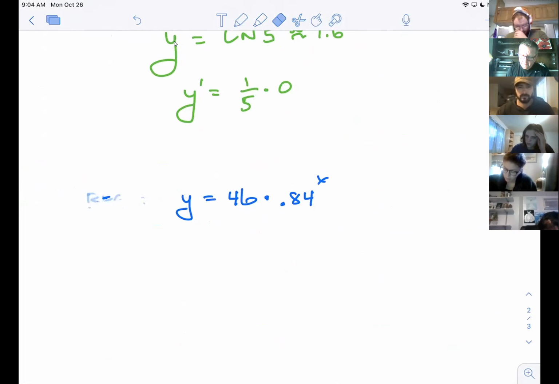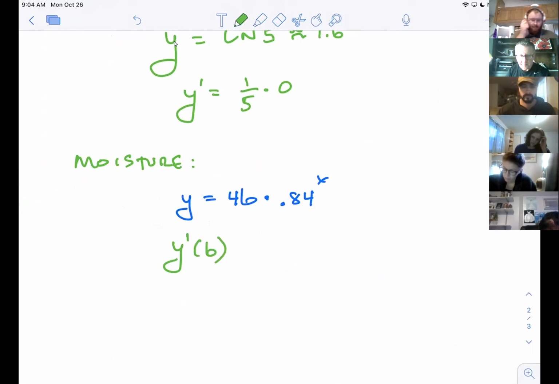So regression gave us this equation. And you say, I would like to know what y prime is, and let's be specific, y prime of 6. In other words, I want to know what's the rate of change? What percent rate is this changing at hour 6? So you say, okay, cool, I have to take the derivative of that.